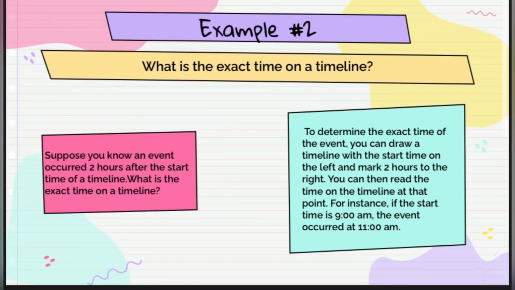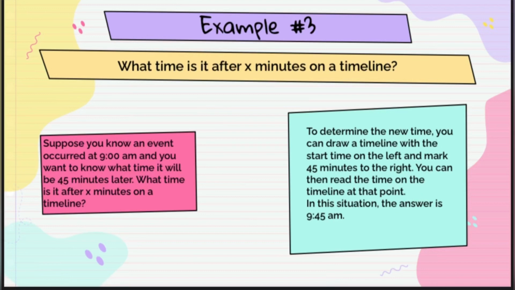Example number 2. What is the exact time on a timeline? Suppose you know an event occurred 2 hours after the start time of a timeline. What is the exact time on a timeline? To determine the exact time of the event, you can draw a timeline with the start time on the left and mark 2 hours on the right. You can then read the time on the timeline at that point. For instance, if the start time is 9 a.m., the event occurred at 11 a.m.